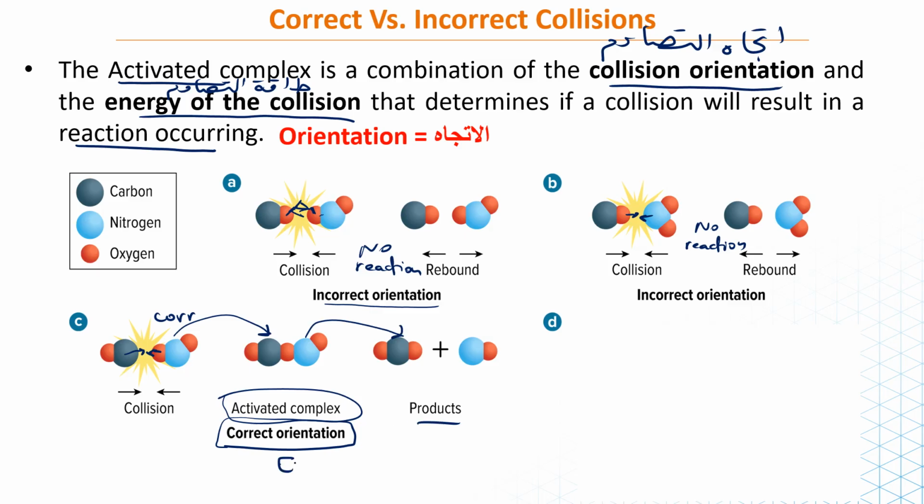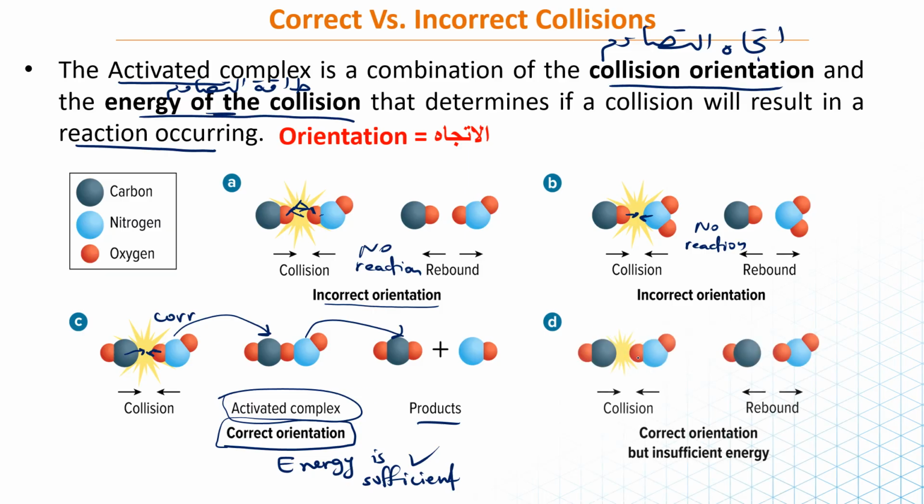Now here, energy is sufficient. الطاقة كافية. طاقة التصادم كافية. الحين لو كان الاتجاه صحيح, so correct orientation, لكن الطاقة غير كافية, no reaction. Okay? هذه نظرية التصادم. The collision theory tells you that reactants need to collide. لازم يحصل فيه تصادم. هذا أول شيء. ثاني شيء لازم التصادم يكون في الاتجاه الصحيح. ثالث شيء لازم التصادم تكون طاقته كافية.